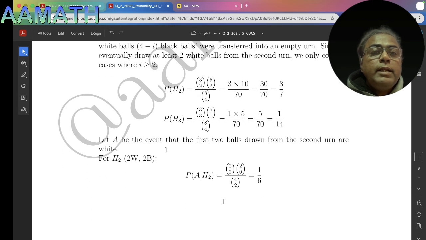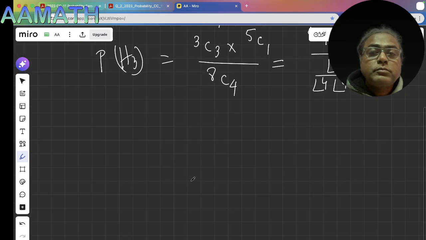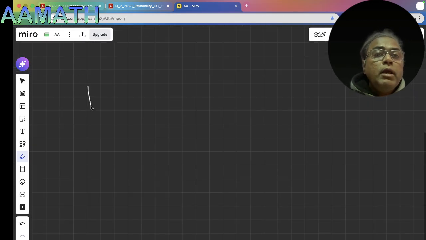Next, let A be the event that the first two balls drawn from the second urn are white. So for the event H2, when two white balls and two black balls are drawn from the first urn, then the conditional probability P(A|H2), because this H2 happens before. After that, event A happens. So event A means the first two balls drawn from the second urn. So this is the conditional probability of A when H2 happens.